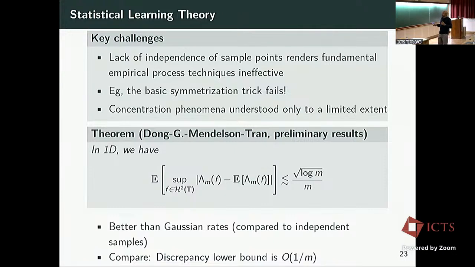And this is clearly better than Gaussian rates, which is the standard independent sampling rate, because that will give you a 1 over square root m here. And an important point to compare is to the so-called discrepancy lower bound. The discrepancy lower bound is basically like the gold standard of what is even possible to do in this model.